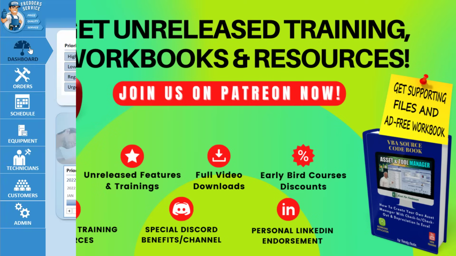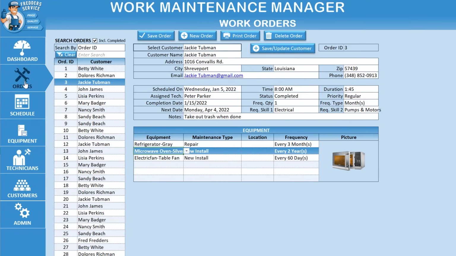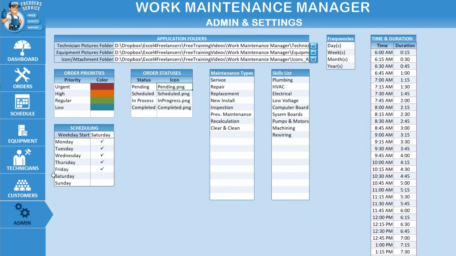All right, let's get started on this. I've got this obviously 6 or 7-part training. We've got a dashboard, orders, a schedule, equipment, technicians, customers, and an admin. So we're going to be going over each part of this. These are individual sheets, okay?